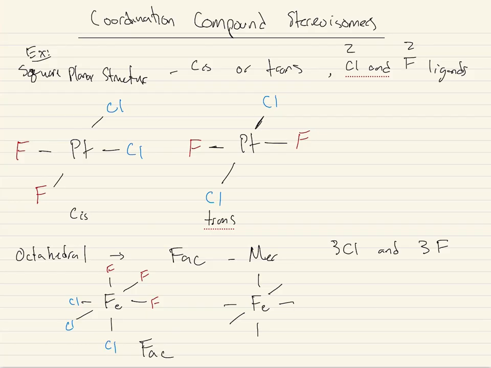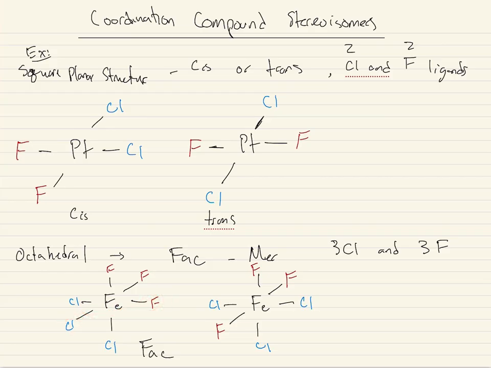MER, we can think of like meridian lines on Earth, right? And while we can get one from the other just by doing the same thing we did before, swapping a chlorine and a fluorine in these cases. So for example, if we swapped this chlorine here, we swapped this fluorine with that chlorine, right?